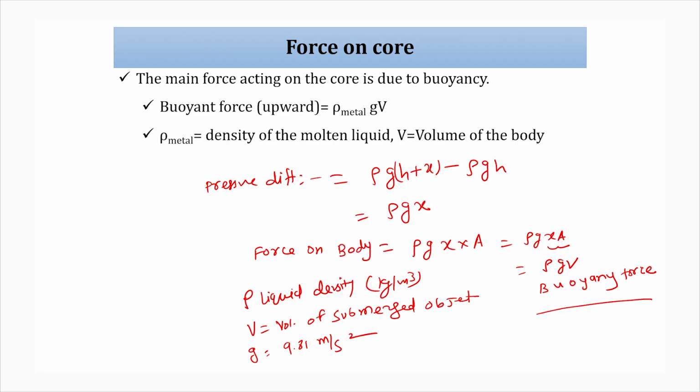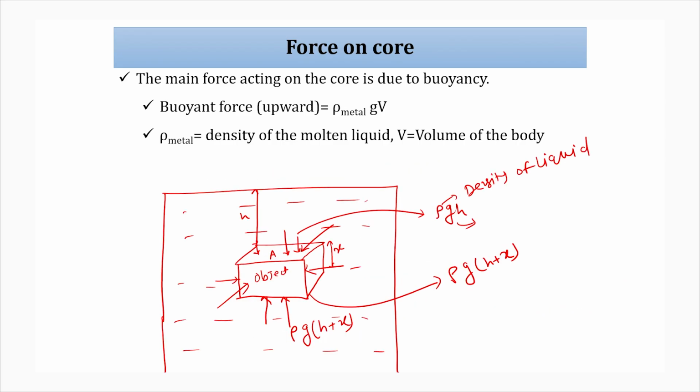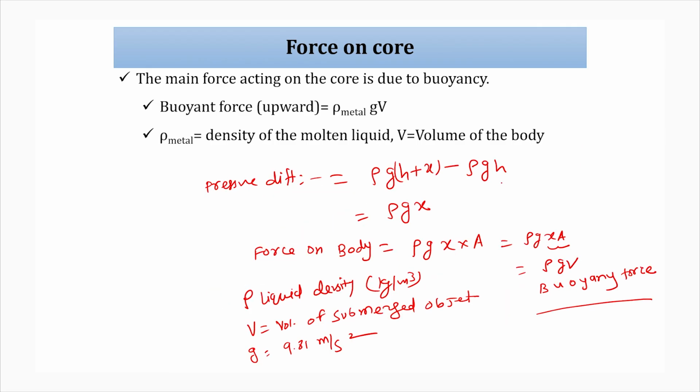So, for any object submerged in liquid, there is going to be a buoyant force, and what will the direction be? We have rho g h at the top and rho g (h plus x) at the bottom. So upward is higher and downward is lower, so the overall effect will be in the upward direction. The buoyant force is acting upward. The buoyant force will be rho metal.